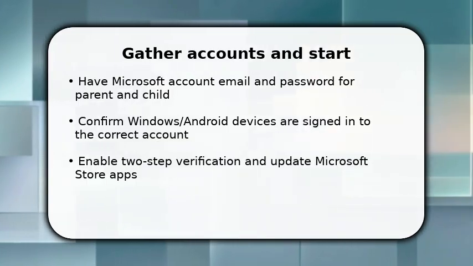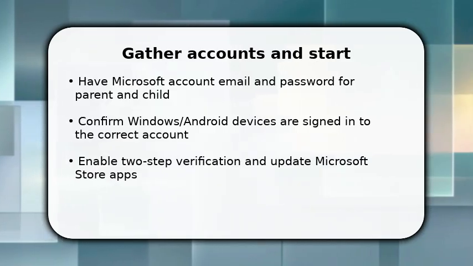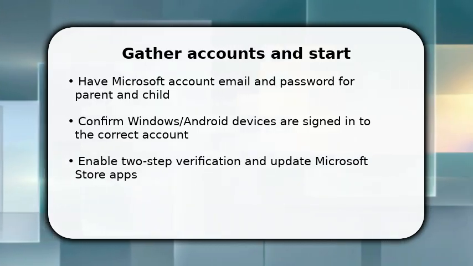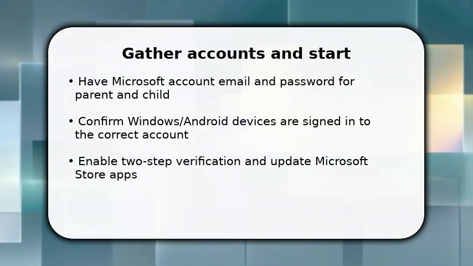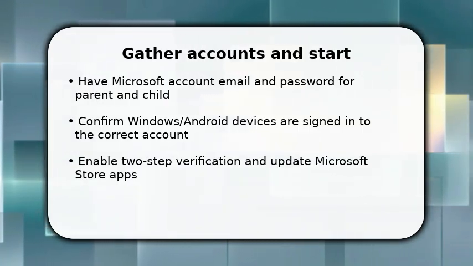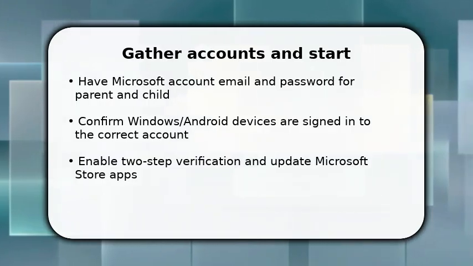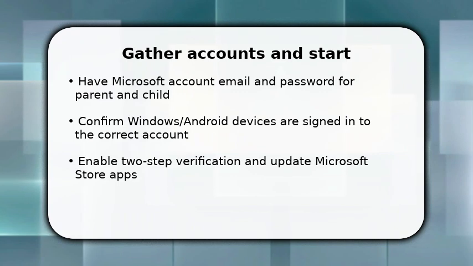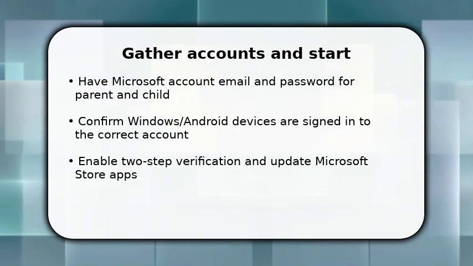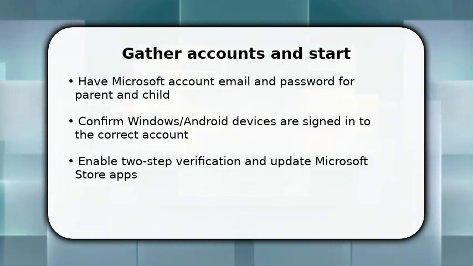Once signed in, open Settings and go to Accounts to verify each device lists the correct user. Make sure you enable two-step verification for the parent account to prevent unauthorized changes. After that, sync devices and update the Family Safety app so you can see current activity and begin immediate configuration.